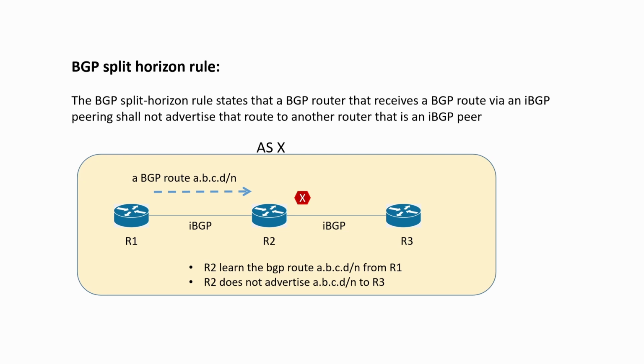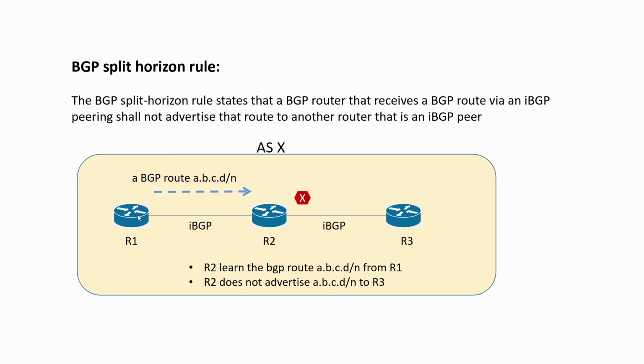Okay, let's talk about the BGP split horizon rule. The BGP split horizon rule states that BGP routers that receive a BGP route via an IBGP peer shall not advertise that route to another router that is an IBGP peer. Let's explain this. Take a look at the diagram below. There are three routers, R1, R2, and R3. R1 and R2 form an IBGP relationship. Also, R2 and R3 form an IBGP relationship.